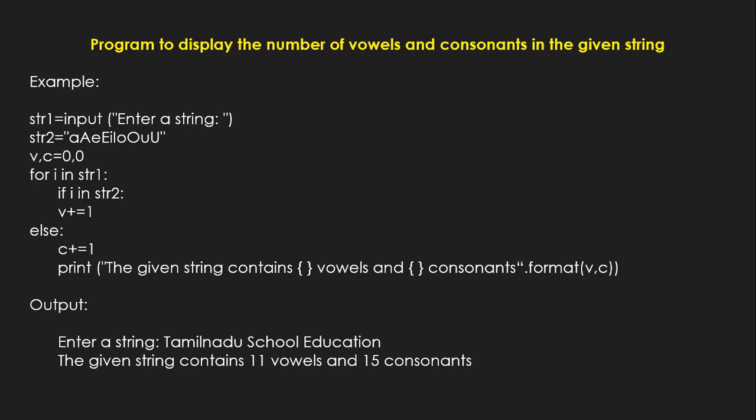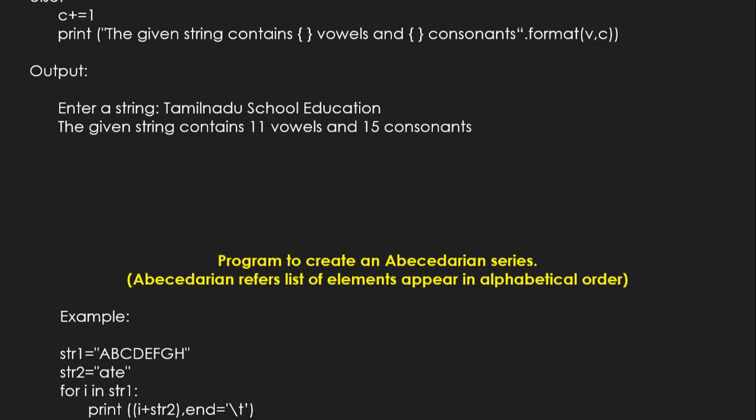I repeat again, what are you doing? You input a string, take the first character out from the string, and compare that character with string 2, that is a, e, i, o, u. If it is present, you increment the vowel value, v. If it is not present, you increment the c value. So very simple. And look at that last print statement. We are using the format function there, and the first placeholder is for the given string, the second placeholder is for the number of vowels, and the third placeholder helps you print how many consonants are there in the given string.